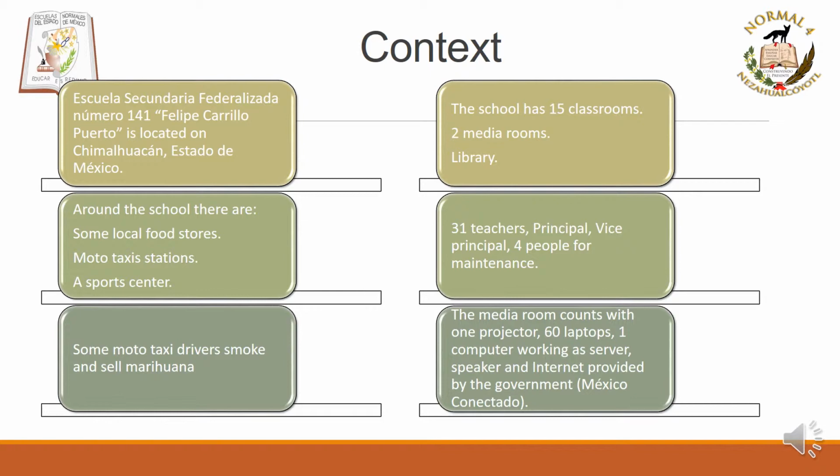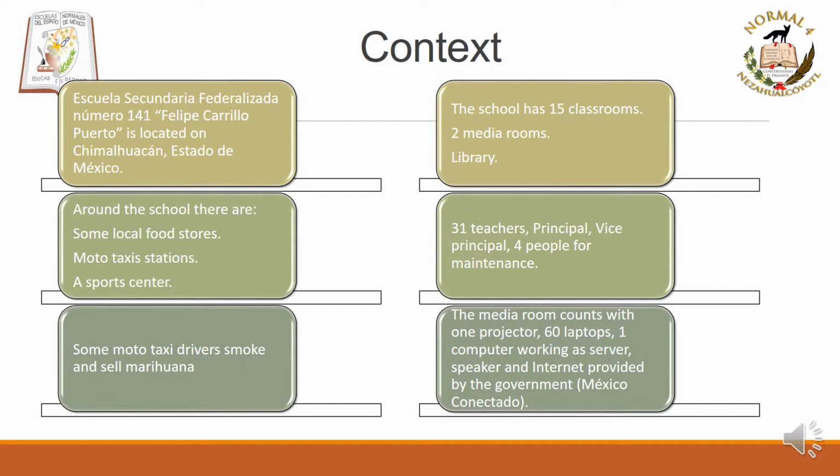Then we have the motor taxi stations. There are some motor taxi stations outside of the school. These motor taxi stations, well, they're quite a thing, because motor taxi drivers smoke and sell marijuana. Sometimes they're drinking beer. Sometimes they are smoking tobacco, and it is right in the corner of the school. So students see that daily, and it of course influences some students to smoke and to buy marijuana. It is really dangerous for them.